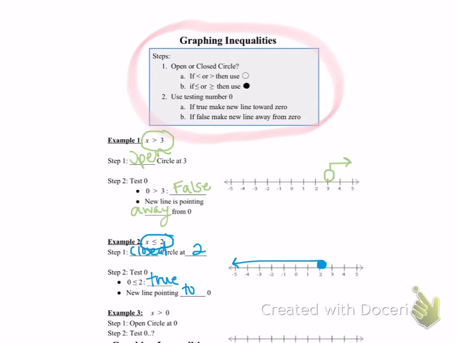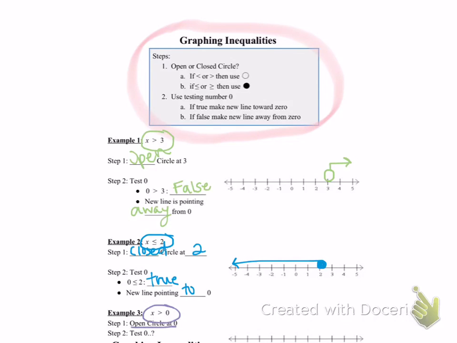Now let's do it again for number 3. This one I already kind of filled some stuff in for us because I think you'll start to find that pattern. With this inequality, I've got x is greater than 0. So that means we're going to have an open circle at 0. If you see this graph, it's not labeled, so let's go ahead and label it.